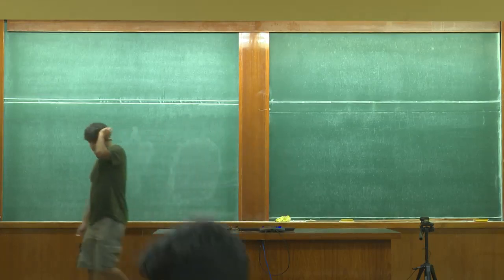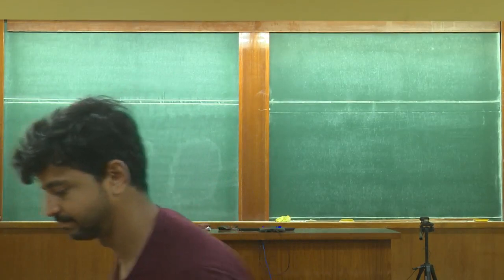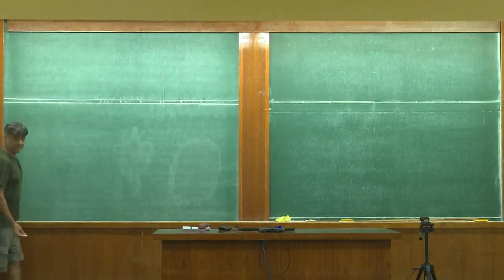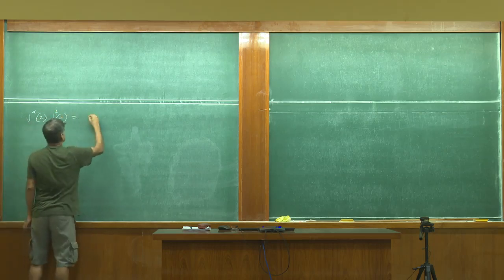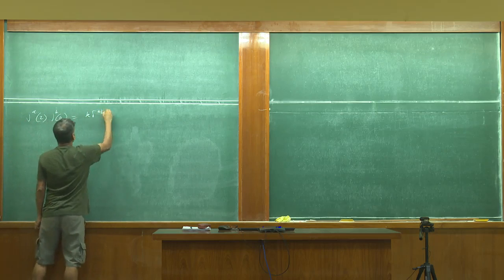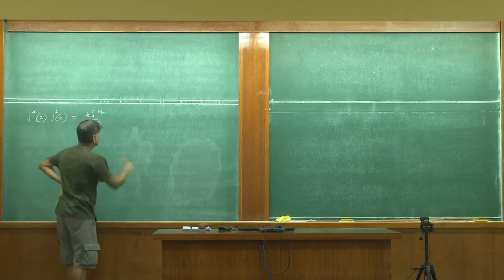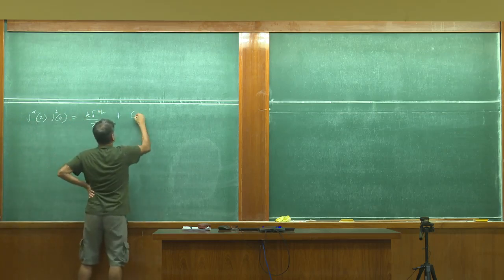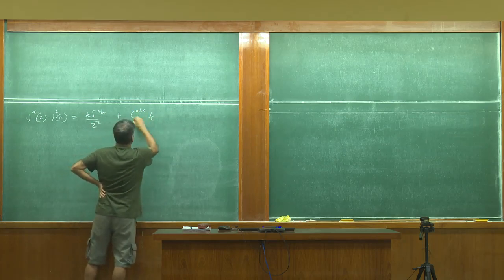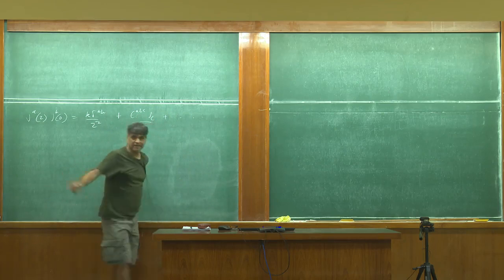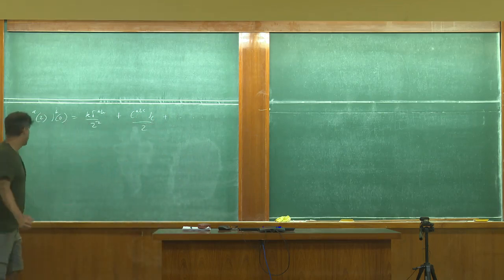Let's proceed. Let me give you a brief reminder. We were studying the SU(2) current algebra. So we had J^a(z) J^b(0) equal to k δ^{ab}/z² plus ε^{abc} J^c(0)/z plus so on. This defined our current algebra.